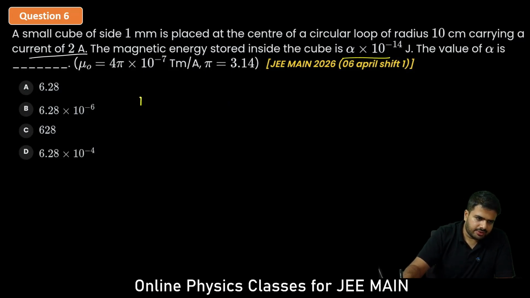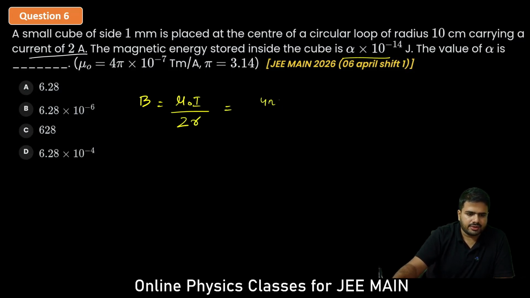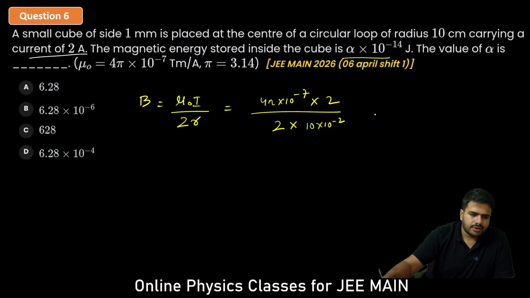First we have to find the magnetic field at the center of the loop. The formula is mu naught into I by 2 into radius. If we substitute the values, mu naught is 4 pi 10 to the power minus 7 into current 2, by 2 into the radius, which is given as 10 centimeters, so 10 into 10 to the power minus 2. Okay, here the 2 gets cancelled. So how much magnetic field are we getting here? 4 pi into 10 to the power minus 6 Tesla.